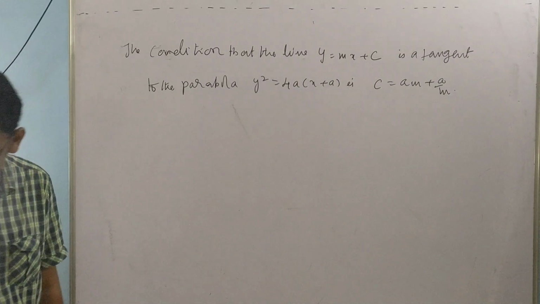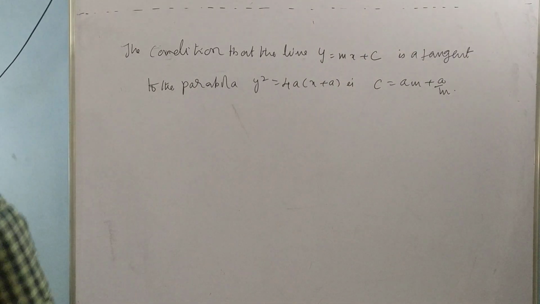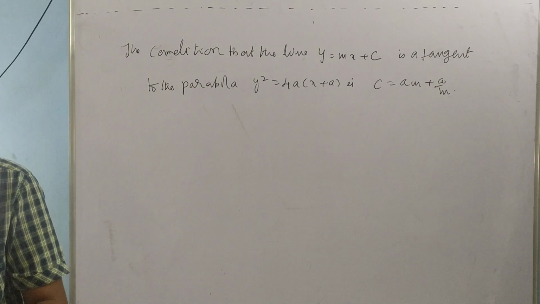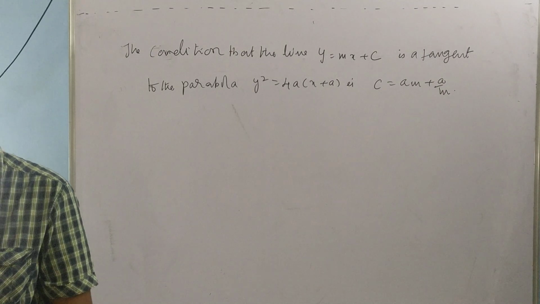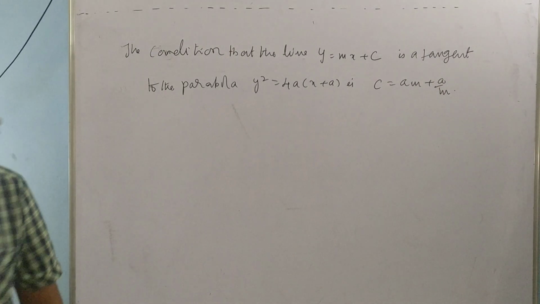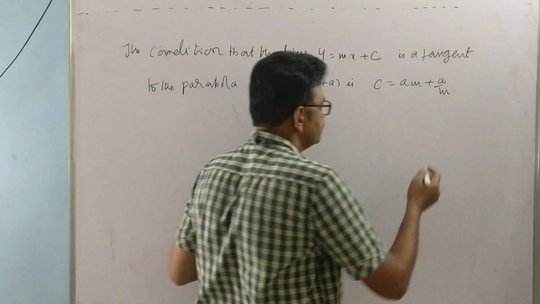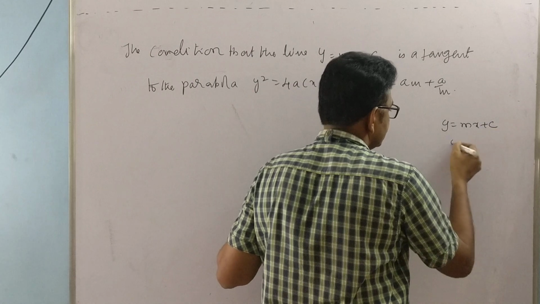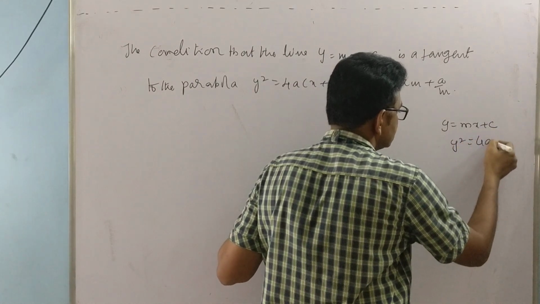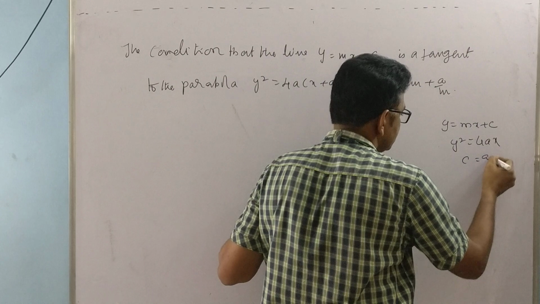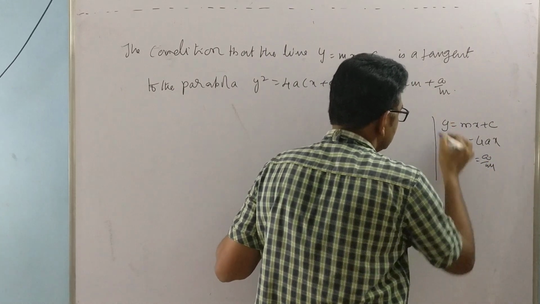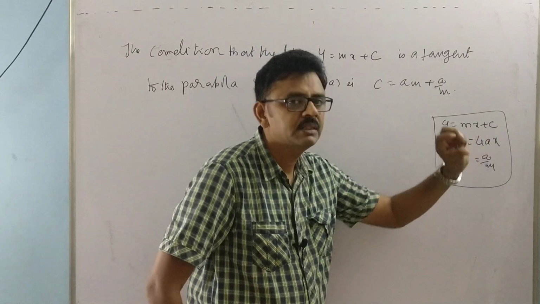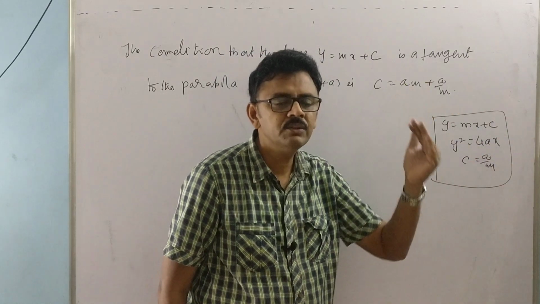The condition that the line y equal to mx plus c is a tangent to the parabola. We know the condition for tangent for the parabola y square equal to 4x. You know this condition. What is the condition? c equal to a by m. So these are fixed in our mind. For y square equal to 4x. If the parabola is given in a different way, you have to reduce it into standard form.